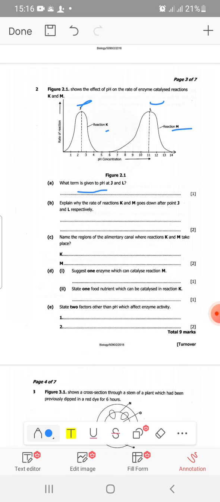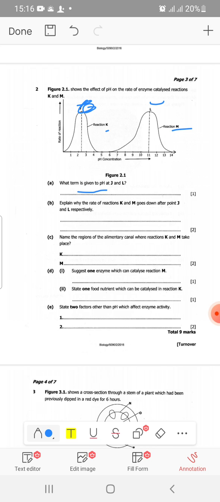Explain why the rate of reaction K and M goes down after point J and L respectively. So the rate of reaction goes down after the points J and L because after that point the enzyme is denatured. When the pH surpasses the optimum pH, then the enzyme will be denatured or destroyed. So it is because the enzyme got destroyed when it went past the optimum pH at J and L.